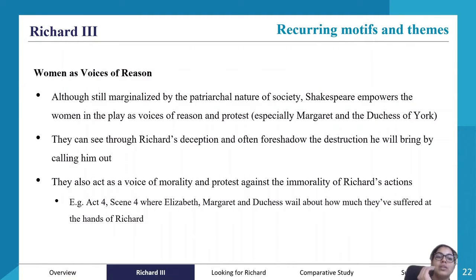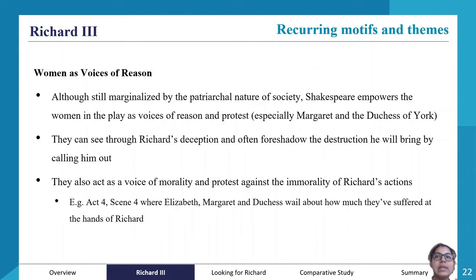Margaret knows. The Duchess of York knows that Richard, her son, is not a good person. Queen Elizabeth figures it out pretty early. So they are both voices of reason and protest in the play. And they can see through Richard's deception. They can see that he is wrong. No, not wrong. He is evil. He has his own agenda, and they often foreshadow the destruction that he will bring by calling him out. Like Margaret does that quite profusely.